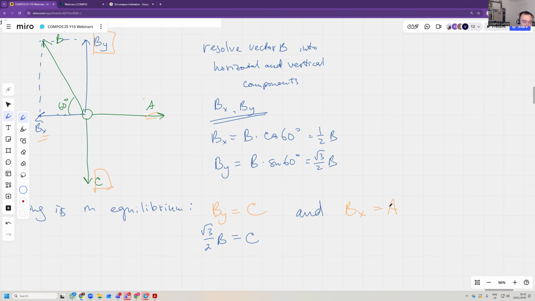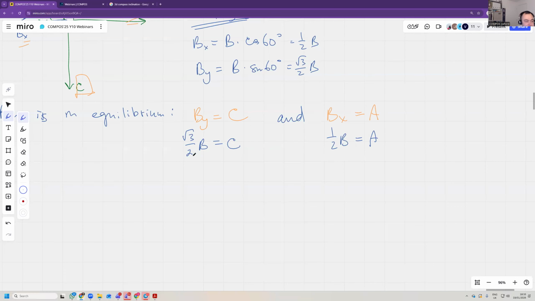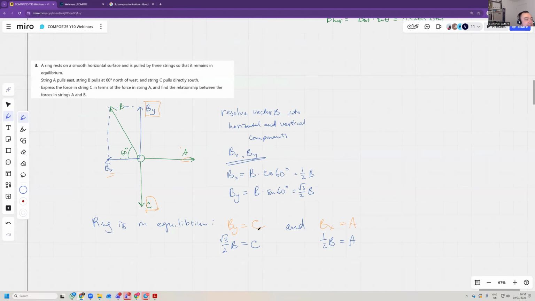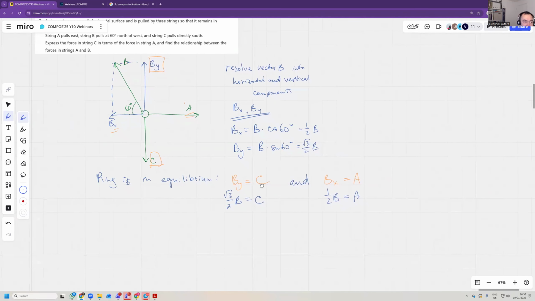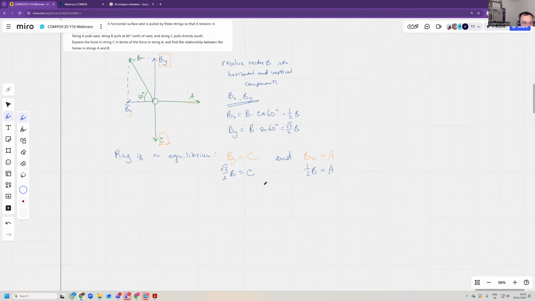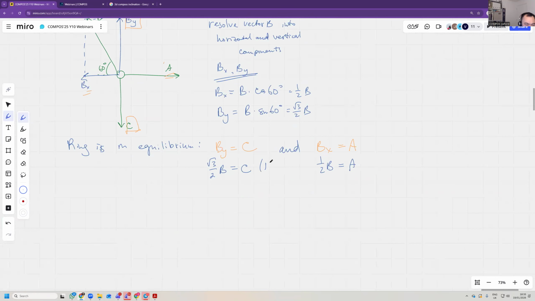Bx must equal A. Or in other words, 1/2 B must equal A. And therefore, what does it say? Express the force in string C in terms of the force in string A. So we can divide equation 1 by equation 2.